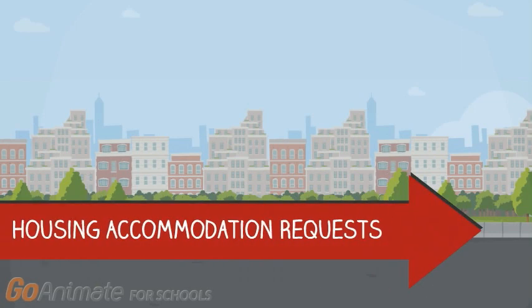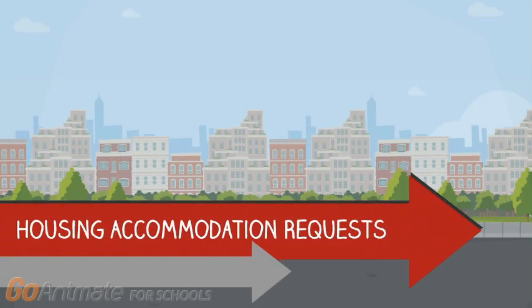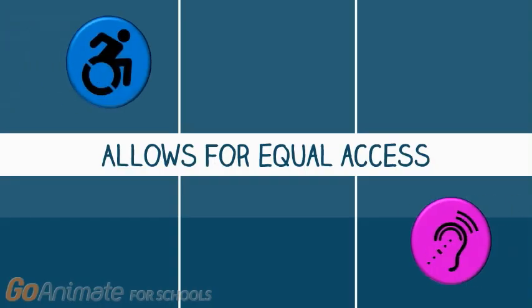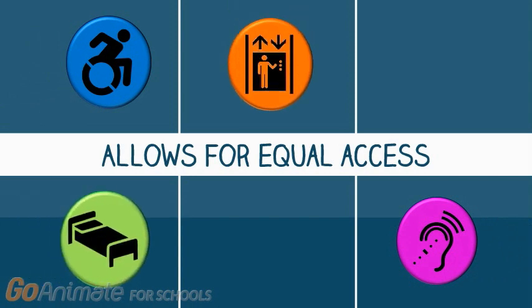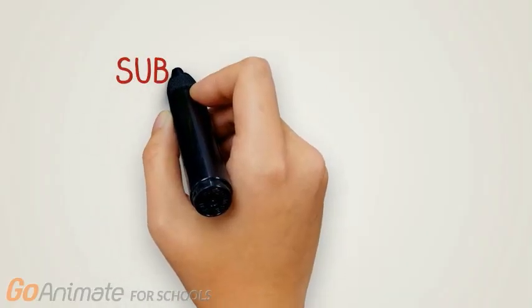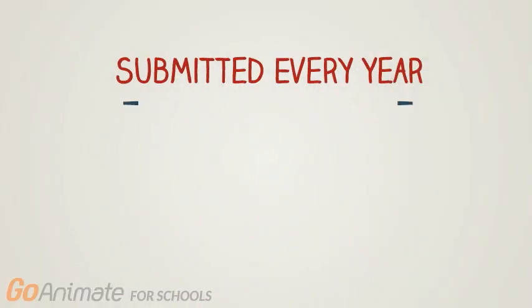Today's quick tip video will discuss the process to request housing accommodations through the Office of Disability Services. Housing accommodations are for students with documented disabilities that may need accommodations to allow for equal access to the residential experience. Housing accommodations must be requested each year you plan to live on campus.